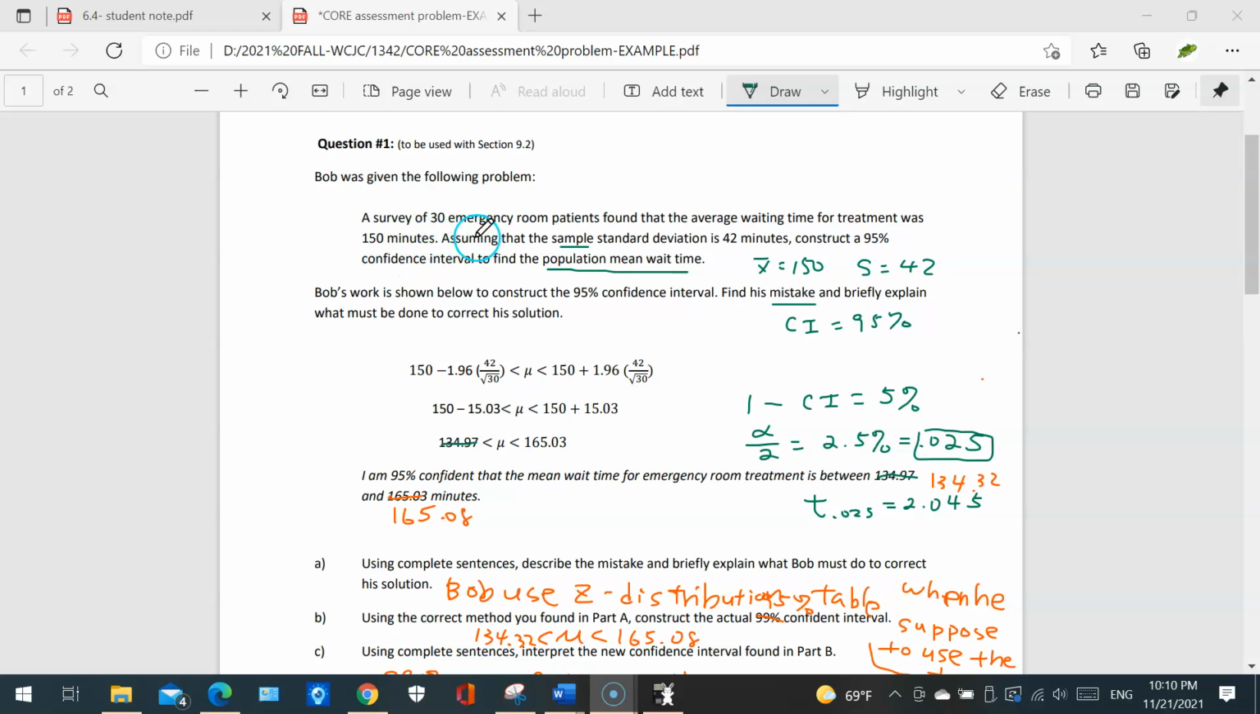A survey of 30 emergency room patients found that the average waiting time for treatment was 115 minutes. Assuming the sample standard deviation is 42 minutes, construct a 95% confidence interval to find the population mean wait time, which is, we want to estimate the population mean by using the sample mean. So this is a confidence interval question.